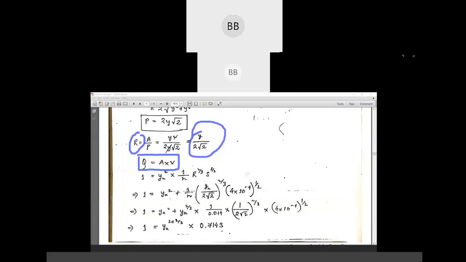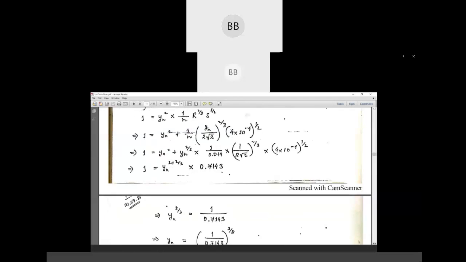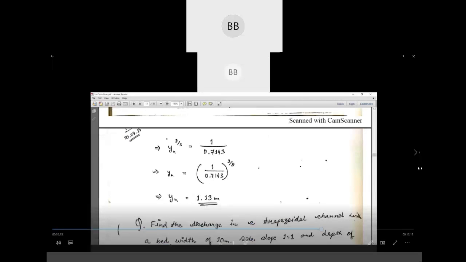Then you do the simple calculation. From here, as we have one equation and one unknown, you can find out that unknown term. So try to calculate and see whether you are getting the same value or not. That is yn equal to 1.13 meter.